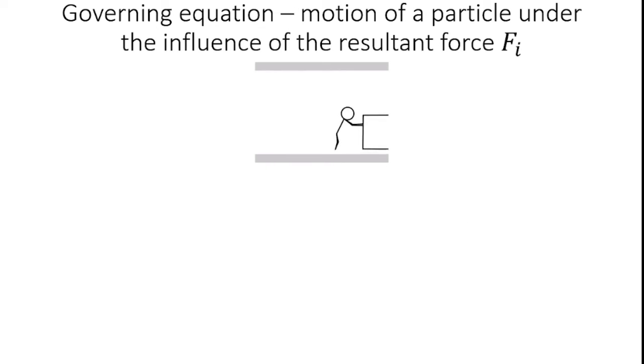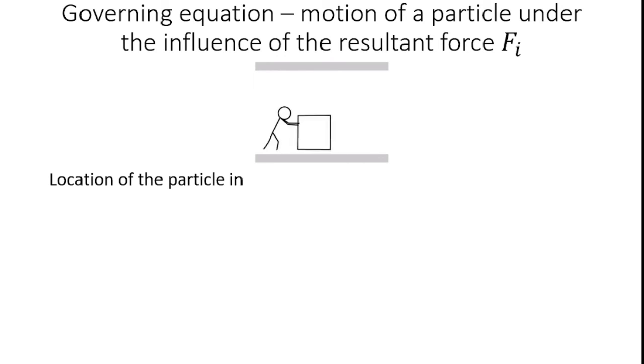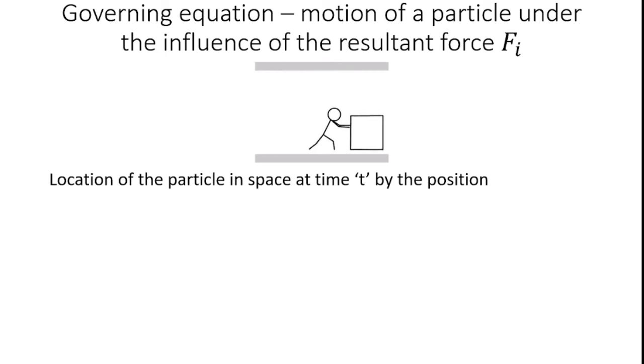And then how can we frame the governing equation from the available mechanistic model? Consider the motion of a particle under the influence of the resultant force Fi. Here you see the man pulling the square box. Here I consider the square box as a particle. How can we identify the location of the particle in space at a time t? By the position vector xi of t, which is the position vector I initially considered for framing the governing equation.